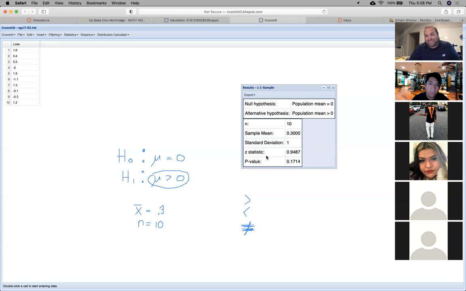The p-value basically, essentially, is telling you this. If the null hypothesis were really true, there's a 17.14% chance that I would have gotten an outcome that is as far away from 0 as 0.3. Now, a 17% chance of something occurring.